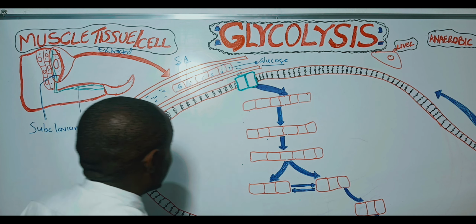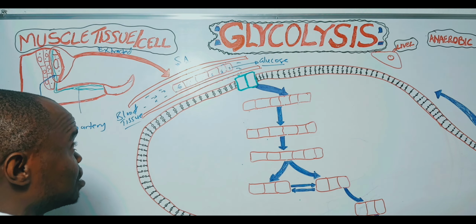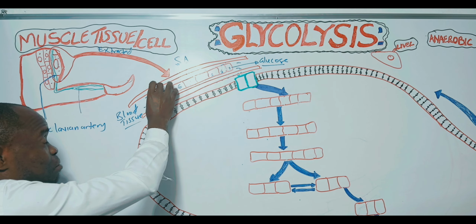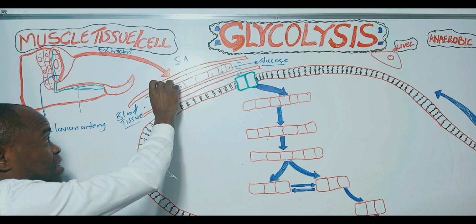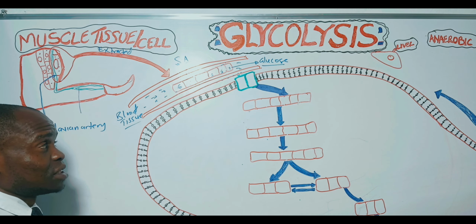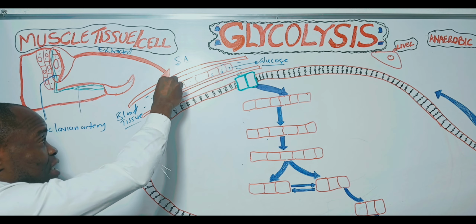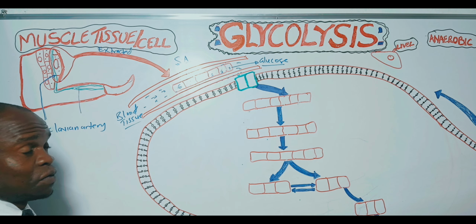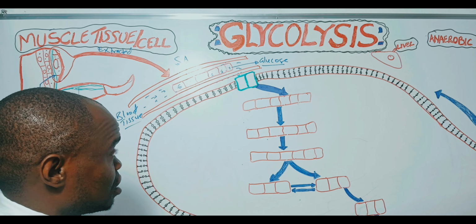What's going to happen here? Of course, glucose can leave the blood capillaries by diffusion, because in the blood it is highly concentrated. So it can easily diffuse from the region where it is high to the region where it is low, either by passive or by facilitated diffusion.